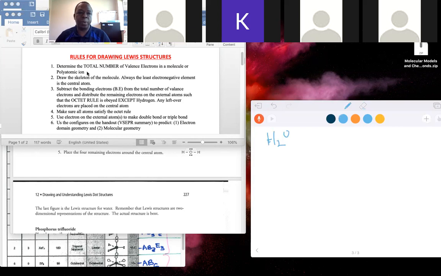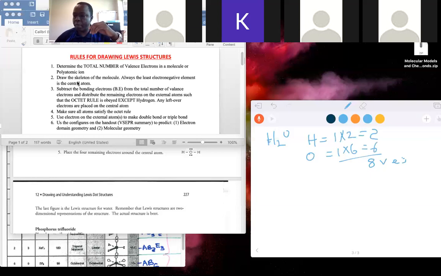First of all, rule number 1 states that find the total number of valence electrons in the molecule or polyatomic ion. Hydrogen is 1 times 2, we have 2 valence electrons. Oxygen here, we have 1 oxygen times 6, this will be 6, and we have 8 valence electrons. This is the number of electrons in the water molecule. Rule number 1 is to determine the total number of valence electrons.